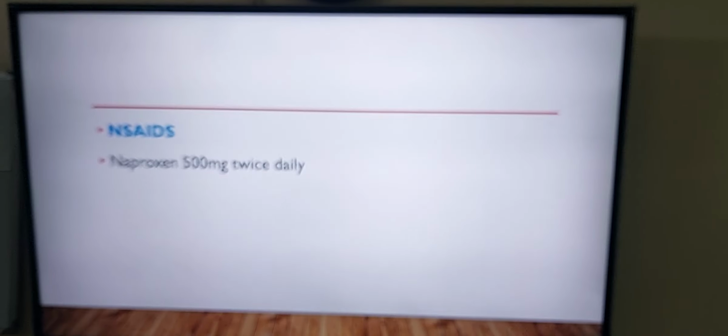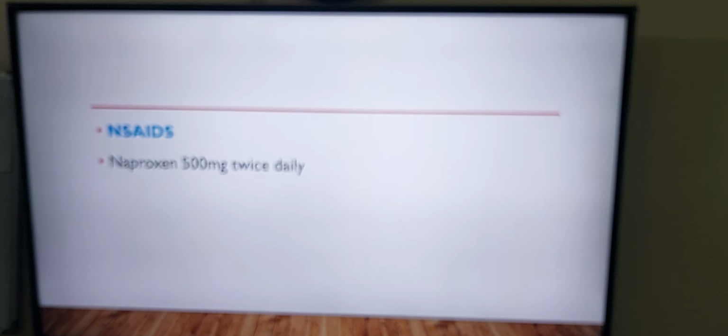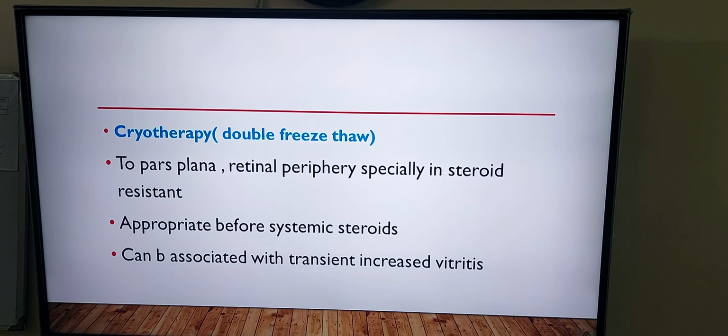We can go for non-steroid anti-inflammatory drugs, naproxen 500 mg twice daily. In resistant cases, we can go for cryotherapy, double freeze thaw.